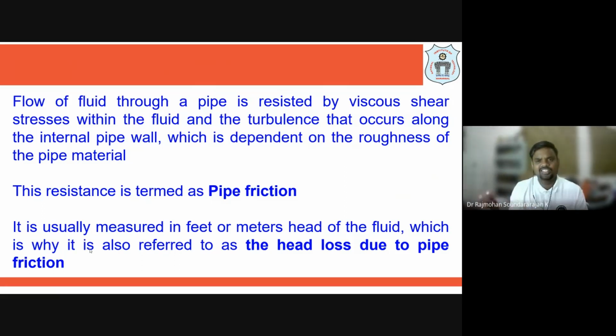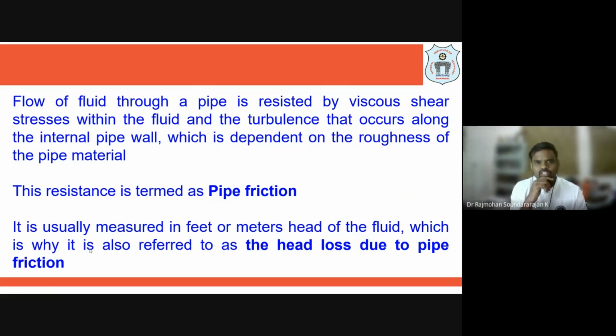But when it is in service, slowly it gets wear and tear, and there will be roughness, such as scale formation or any deposition, and also due to erosion. So for different reasons there will be roughness present on the surface of the pipe material. This roughness offers some resistance to the fluid flow, and we define that resistance as the pipe friction.